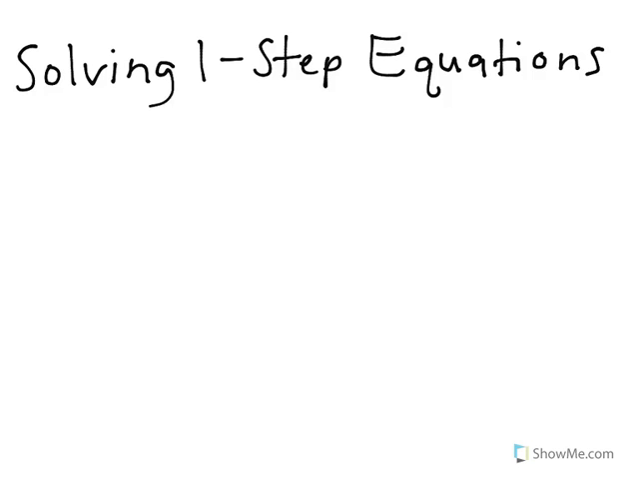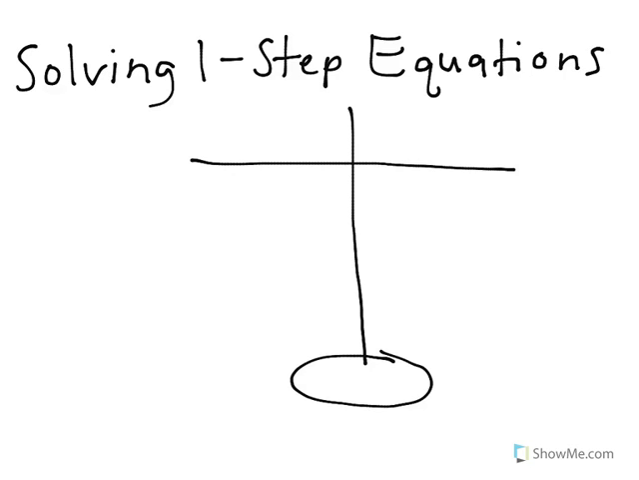When you solve one-step equations, you want to think of a balance beam. And I'm no artist, but you get the idea. The golden rule to solving equations is what you do to one side, you have to do to the other side. So if I add 3 on this side, I have to add 3 to this side as well so that the balance is evenly distributed.